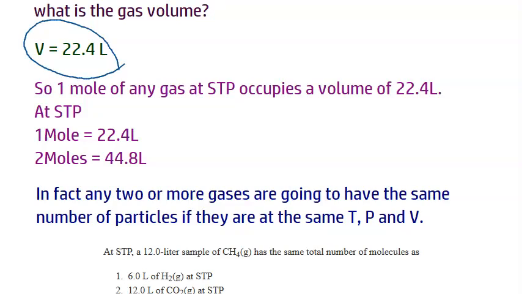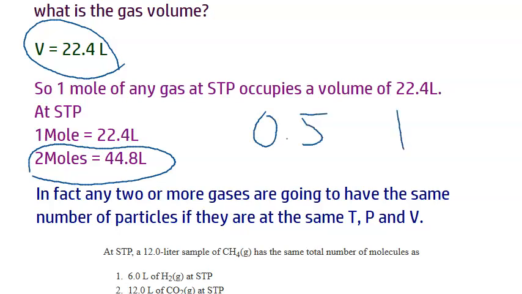Now, let's say you're not at 1 mole at STP, you're at 2 moles. Then it would be double 22.4 liters. Let's say you're dealing with half a mole, or 0.5. Well, 0.5 times 22.4 is going to be 11.2 liters. Direct relationship. One goes up, the other goes up. One goes down, the other goes down.